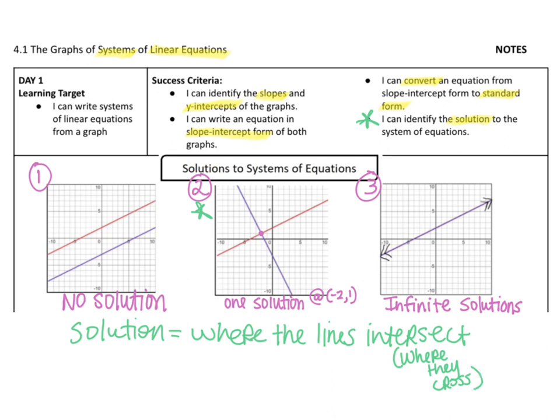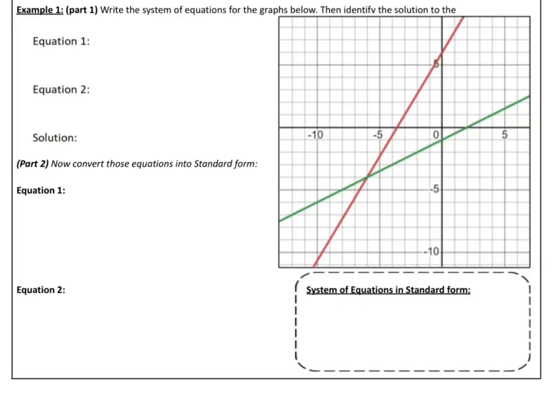So now that we know what types of solutions we have, hopefully we can work to identify them, like our success criteria says. Let's work a little bit more now on making sure we can identify slopes and convert. So in example number 1, we're asked to write a system of equations for the graphs below and then identify the solution to the system.